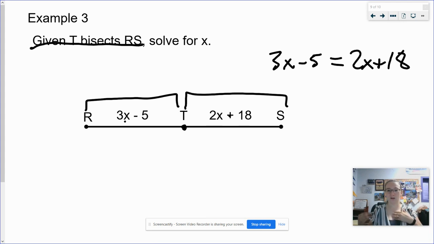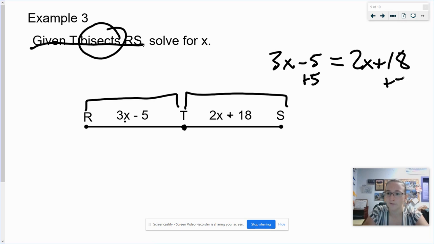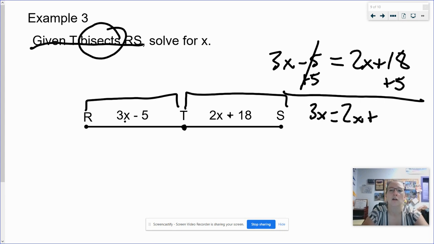That's how this works. You see a picture, you know the vocabulary word, bisect, you write your equation. So let's solve this real quick now from here. I'm going to go ahead and just do it real quick to wrap this video up, and this is a pretty easy one too. I'm going to go ahead and add 5. You could have done something different. That's gone. 3x equals 2x plus, 8 and 5 always get me, 23.